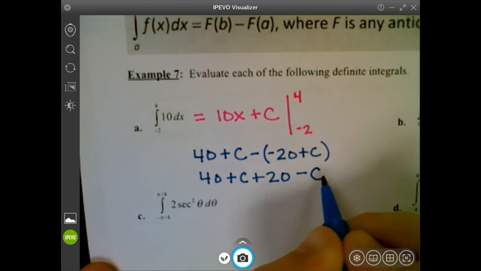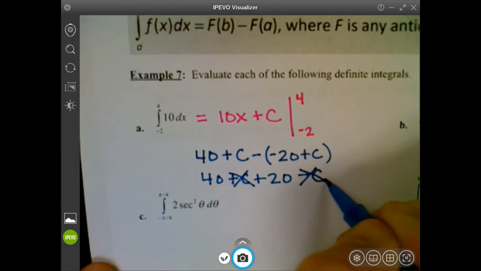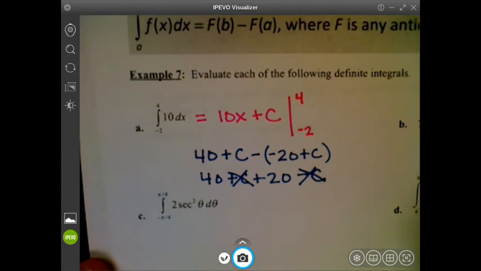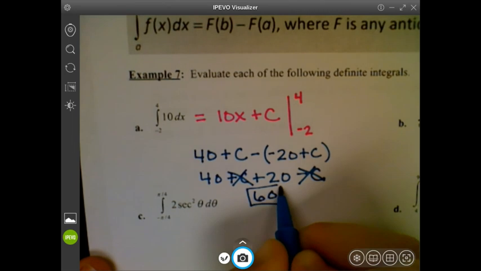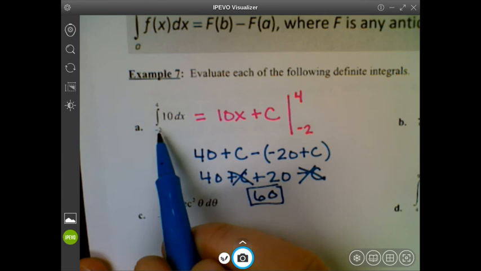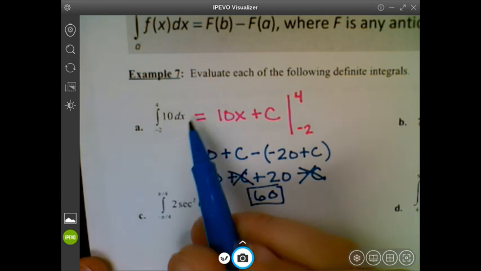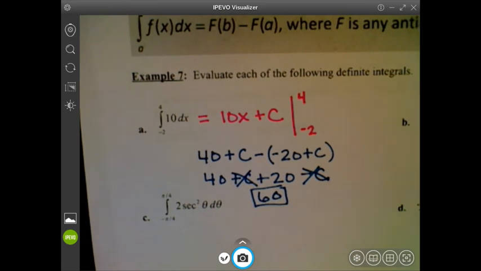And these two constants are exactly the same, so the constants are going to make a 0, and they're going to simplify themselves out. So this is just 20 plus 40, which is 60, the area underneath of that curve. If it has a height of 10 and it has a width of 6, we would just do 10 times 6 and get 60. But now you can kind of see algebraically what is happening there.